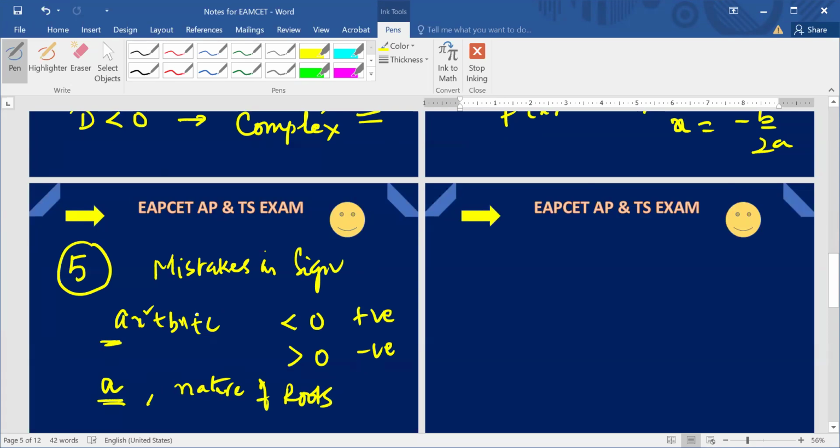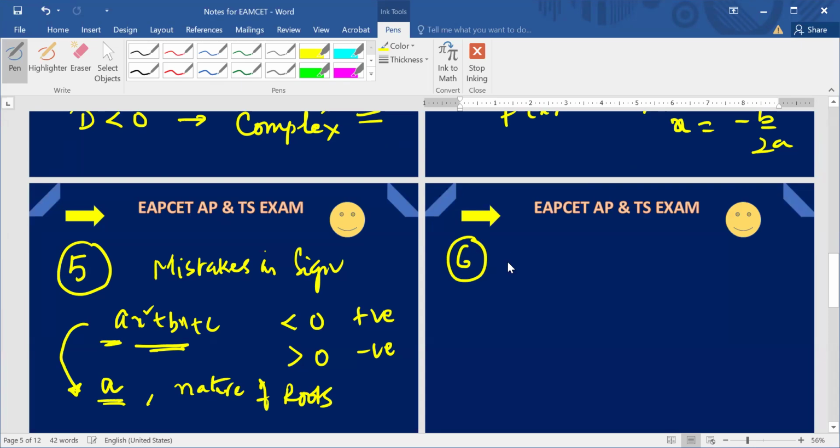What is the sign of the quadratic equation? So you should say that, depending upon the sign of a, that is the coefficient of x square, and the nature of roots, you should be in a position to identify such mistakes. And of course, I would like to make one more. I said five, but I will give you six in this.